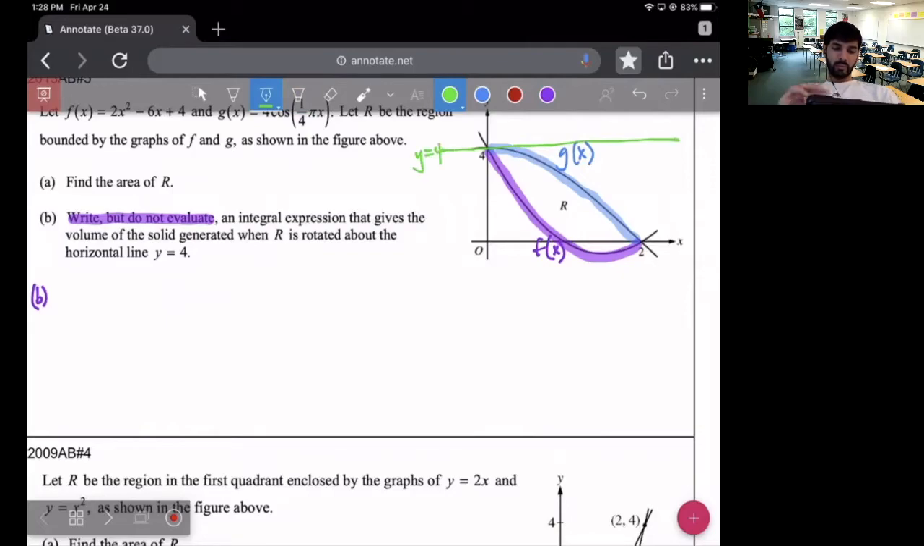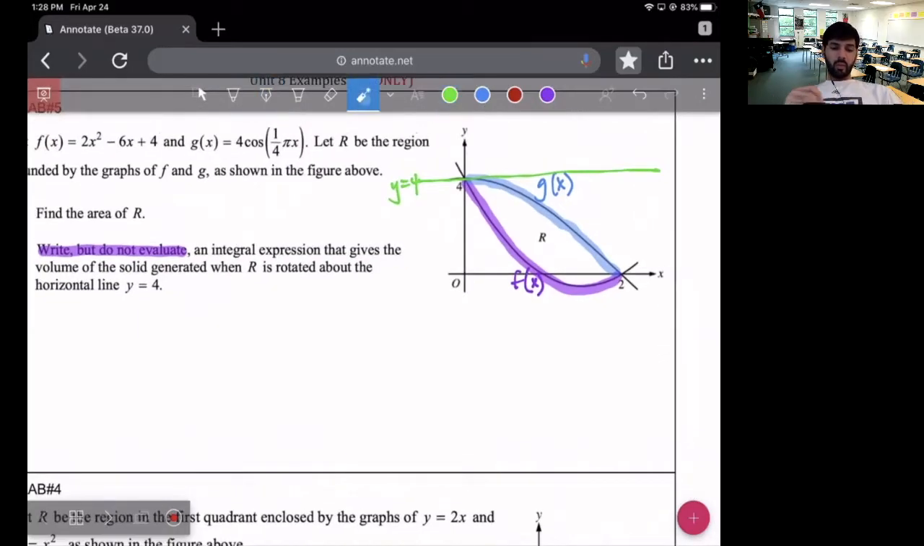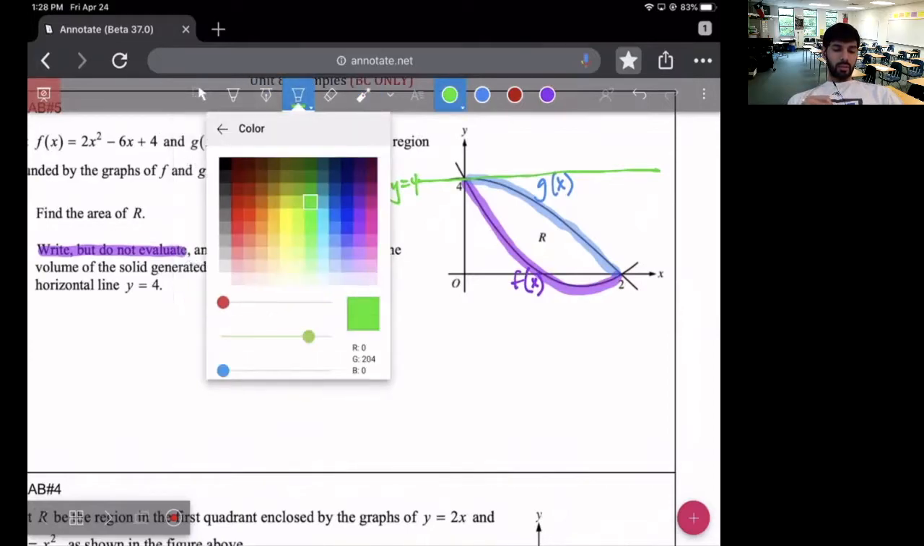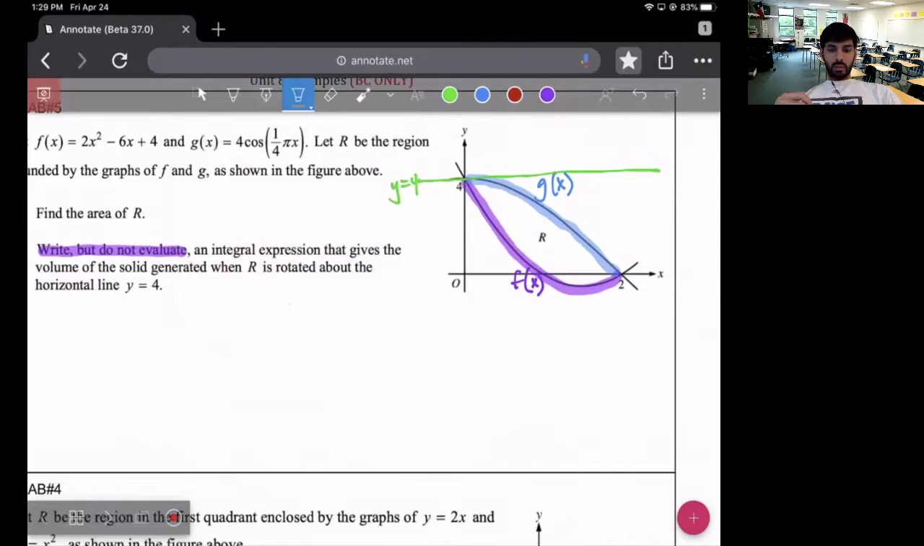Y equals 4. And what is happening is this entire region is being rotated around this right here. Okay, so now what I'm going to do is I'm going to highlight this guy right here. The reason I highlighted that gray was because it's airspace. When I revolve R around y equals 4, this stuff right here is air.